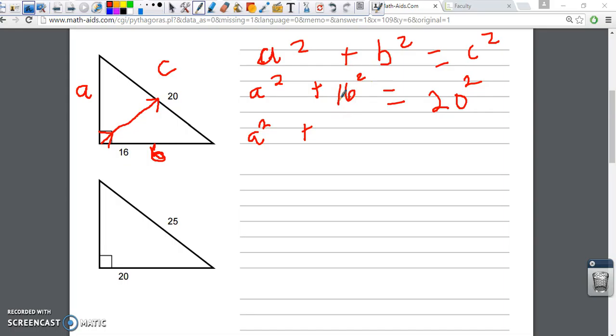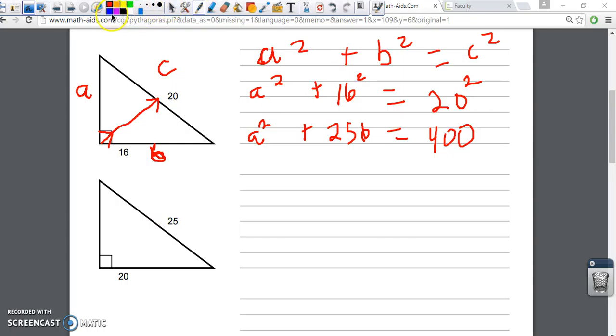So 16 times 16 is going to give us 256. Remember, you can use a calculator. And then, remember that this is 20 times 20, not 20 times 2. So if I do 20 times 20, my answer is going to be 400. There. Now, how do I figure out what A is?